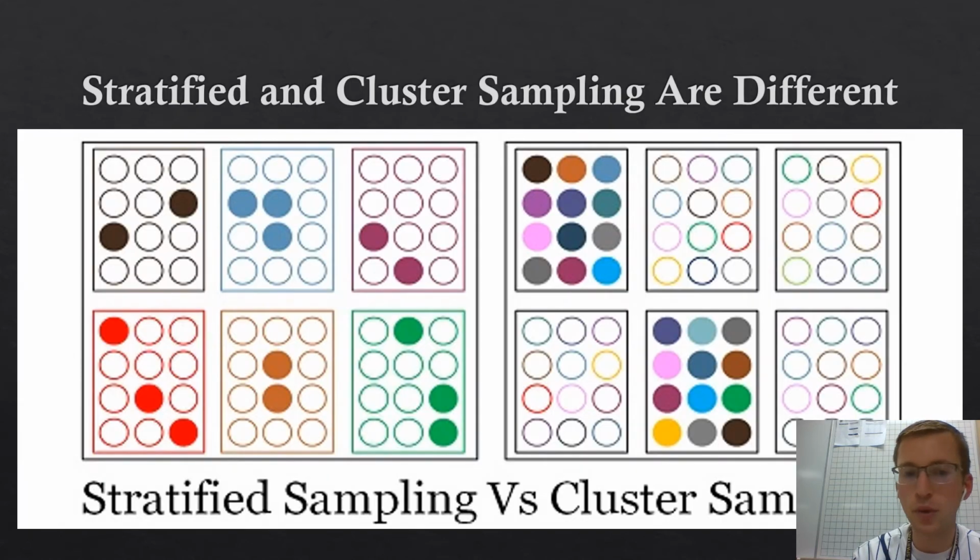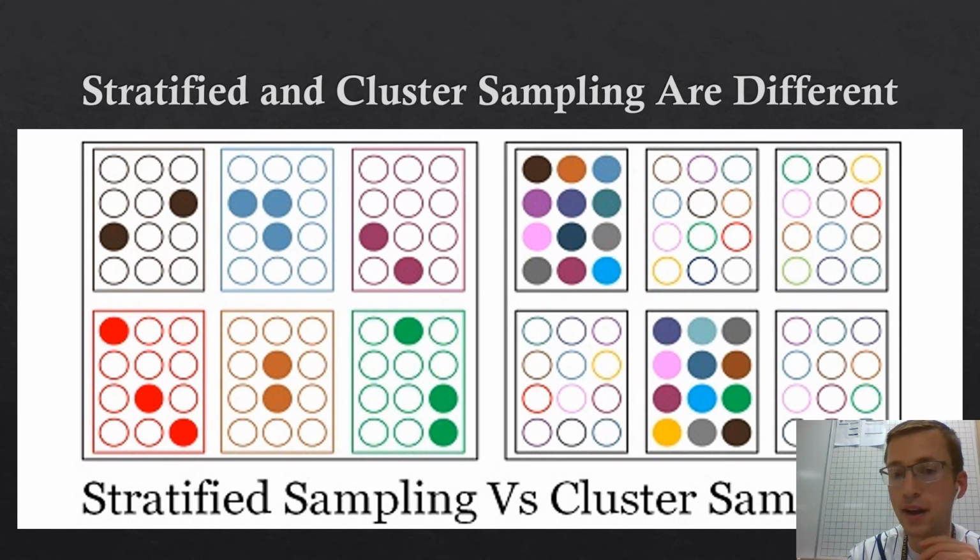If you're a visual person, this is maybe going to help you understand the difference between stratified and cluster sampling. On the left, we have stratified sampling. You see within each group, there is some similarity. So we have a red group, we have an orange group, green, and so on. So we are stratifying by color. And from those groups, we are randomly selecting some. So we're taking some from all of our groups.